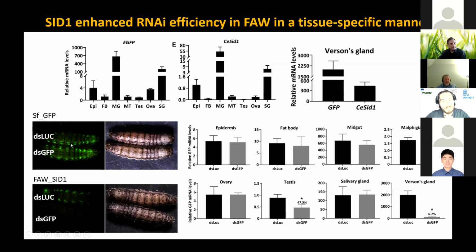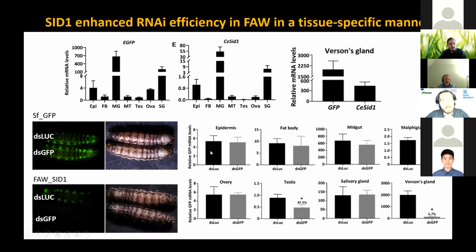If we take these larvae, either wild type or SID1 expressing larvae, and treat them with either ds-Luc as a control or ds-GFP to target GFP, in the wild type larvae there is no detectable knockdown of GFP. But in the SID1 transgenic line larvae, when we treat them with ds-GFP, we can see disappearance of GFP from these Verson's glands and other tissues, whereas when we treat them with the control dsRNA, we don't see that.